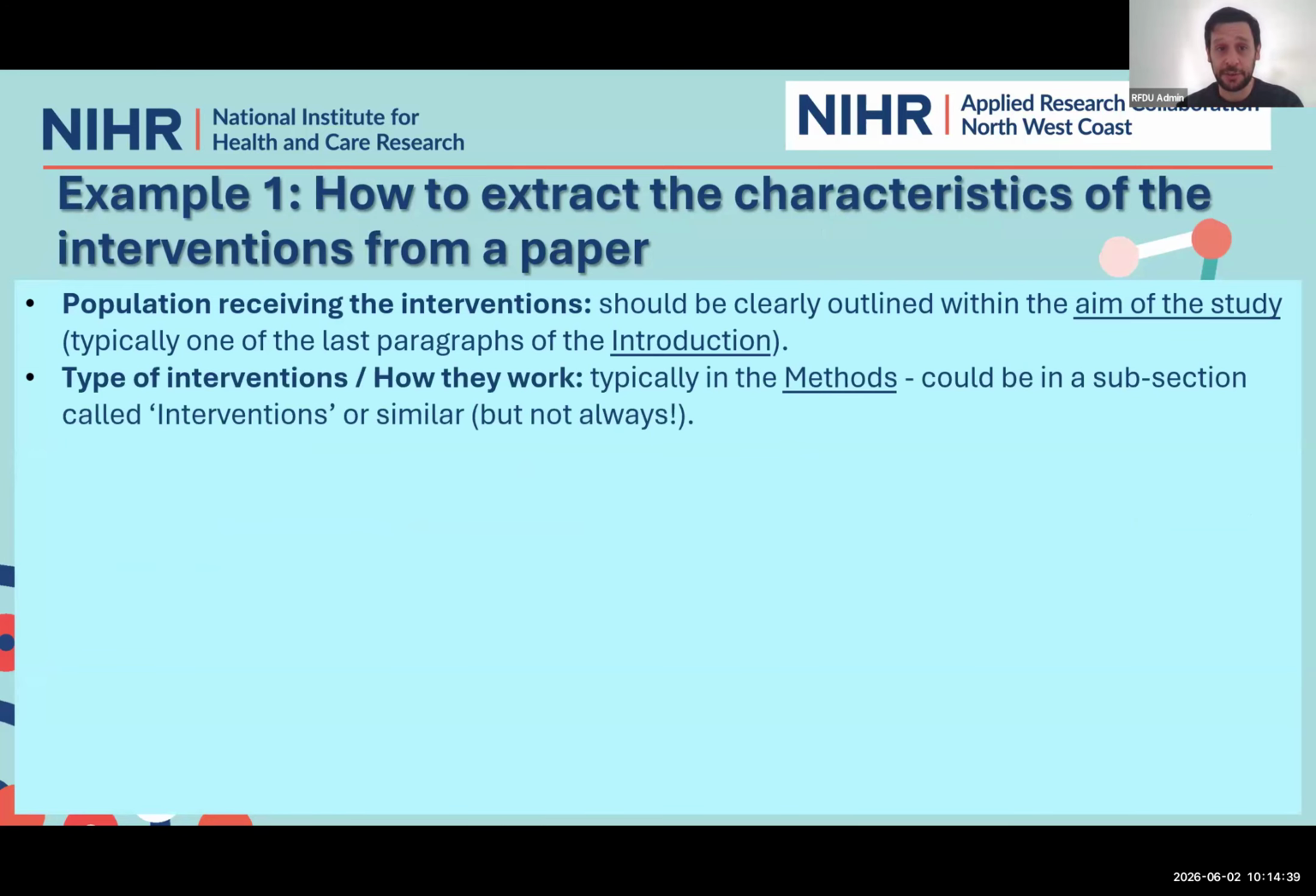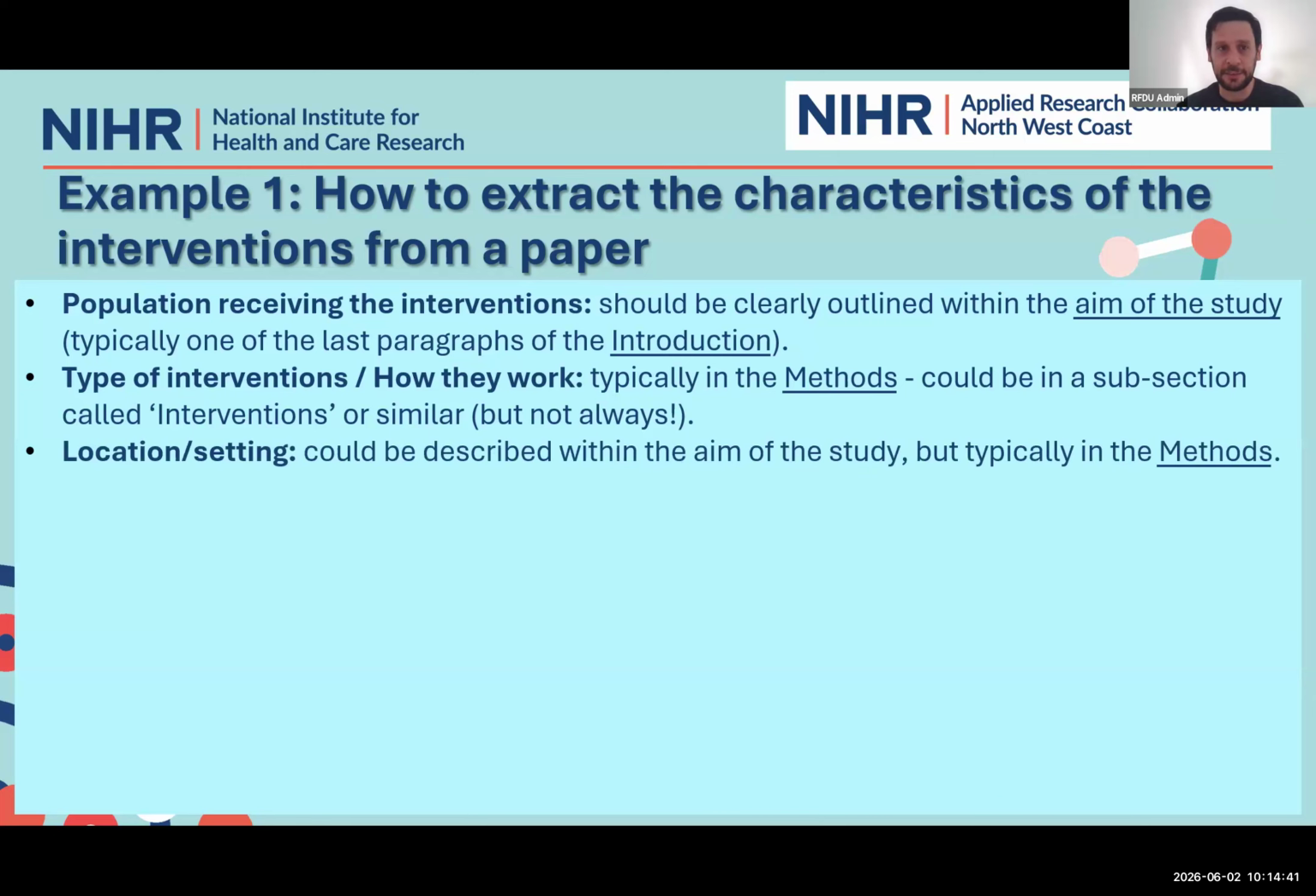The type of intervention, so how they work, should be typically in the methods. Location and setting, again, should be described, maybe in the aim, also typically in the method. So I would suggest looking at the last paragraph in the introduction, but also in the method, you'll get more detail about all these different concepts.